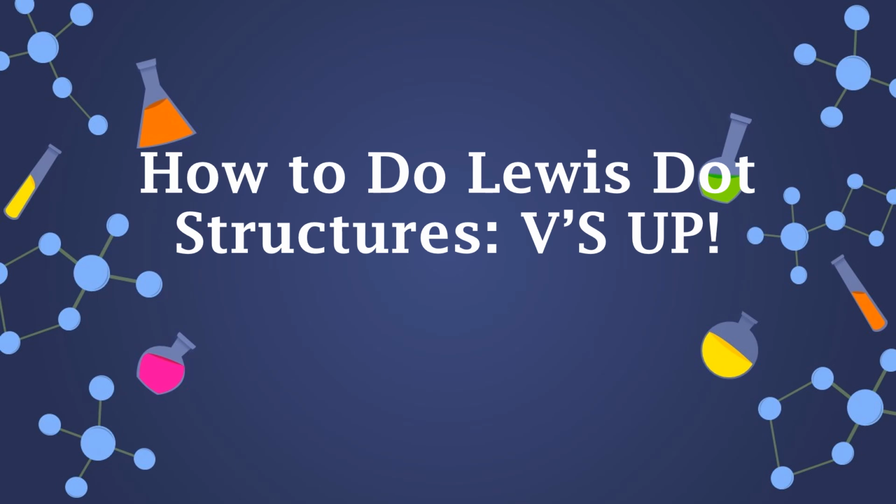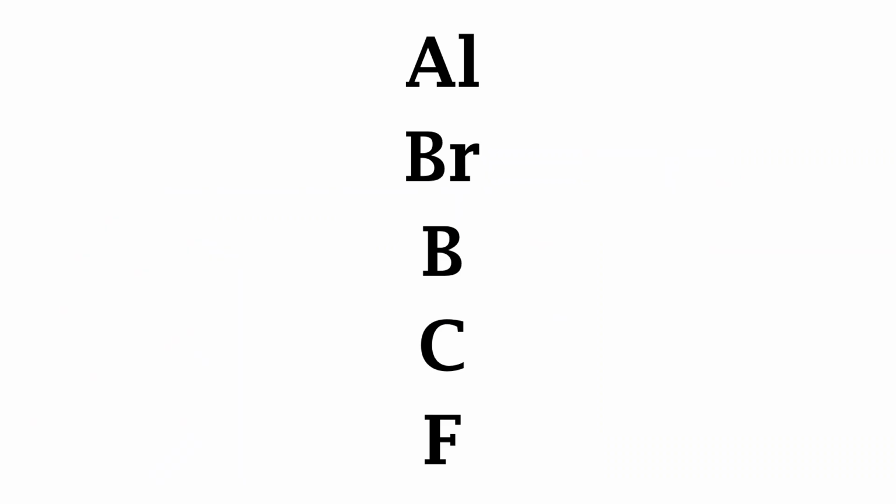This is your lecture on how to do Lewis dot structures using the V's up method. One of the things you need to remember how to do is how to do your Lewis dot structures. Remember they're based on the number of valence electrons. So let's review these really quick.